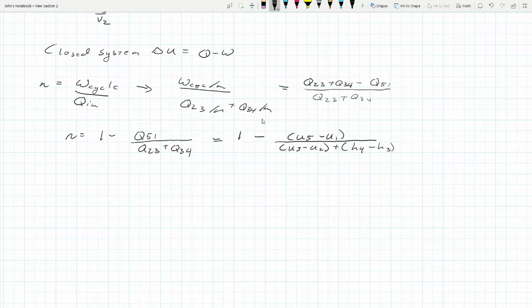However, for this problem again, I will not be providing a data sheet for where I'm getting my values from. I am getting them from Moran-Shapiro, Thermodynamics Fundamentals, 8th edition, table A22. This is where I'm getting my values from. It's the metric version of the ideal gas air table. I do not want to spend as much time going through the table because at this point we should know how to read a table.